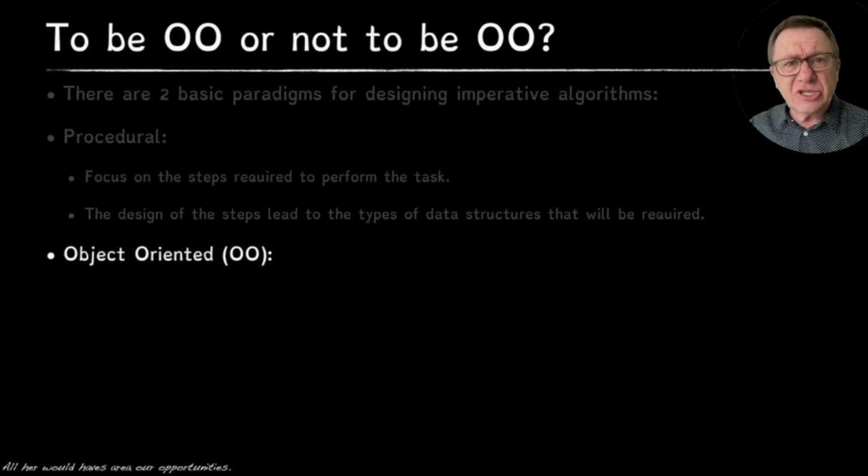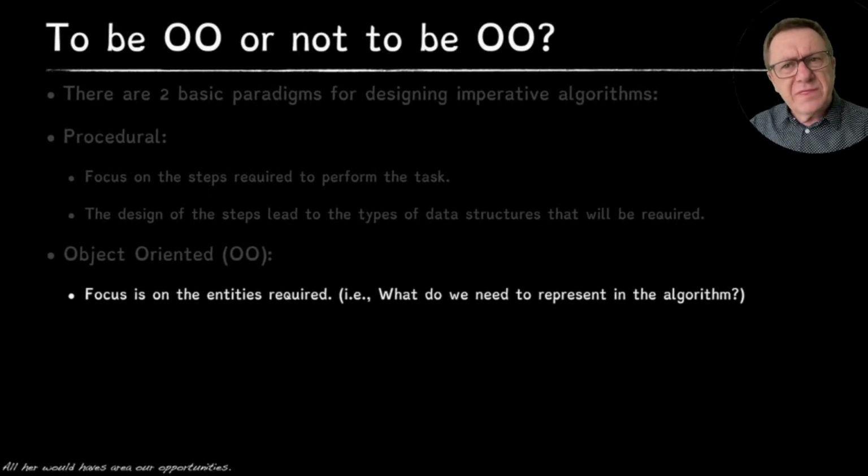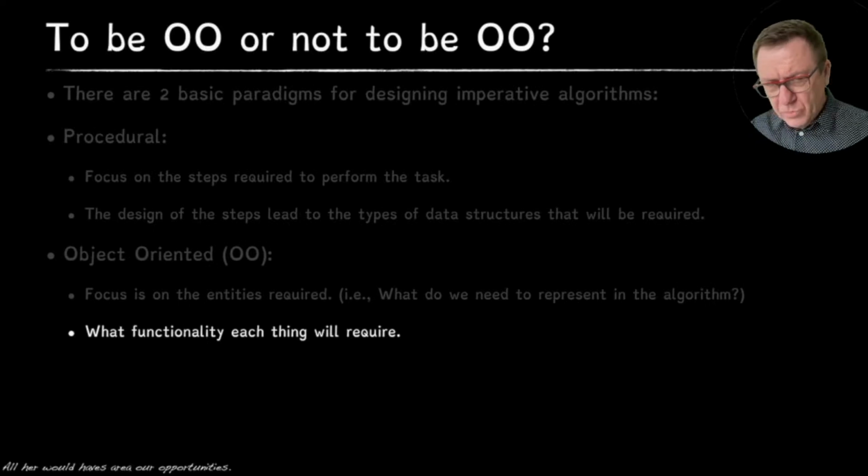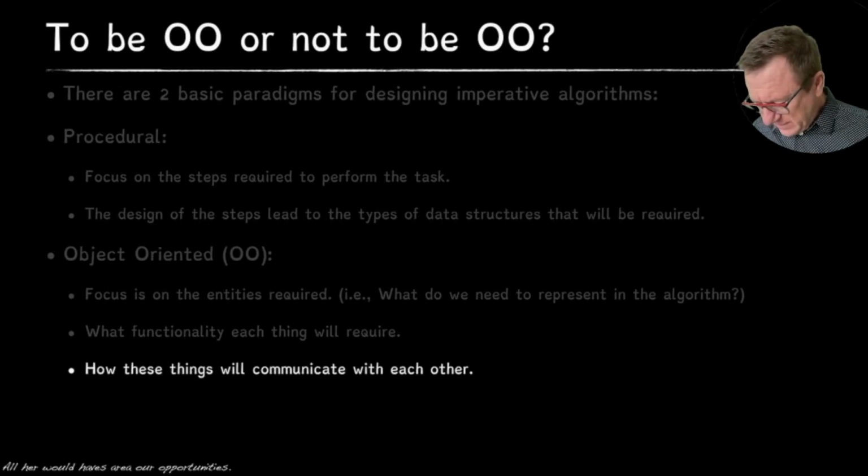Now we have object-oriented, the other paradigm. In this one, what we're focusing on are the things, the entities that are required, okay? And we represent these within our algorithm. What's the functionality each thing requires? So we might represent a car, a person. What's the functionality that's required there? And how do we communicate everything within these things?